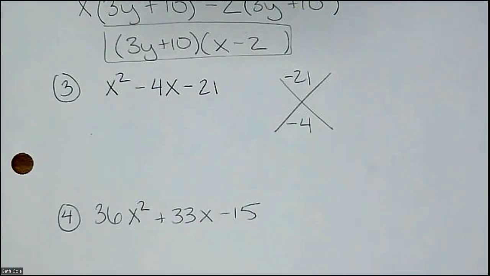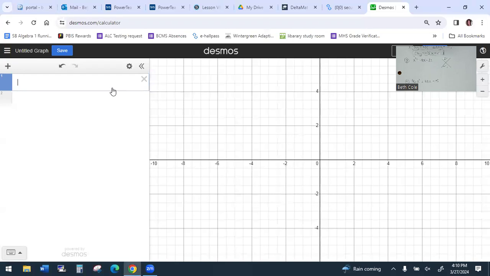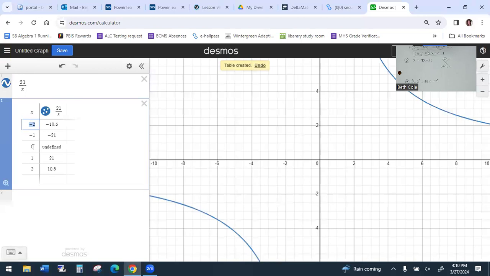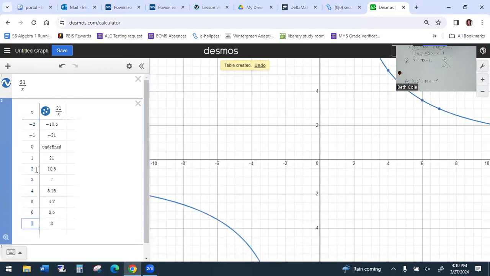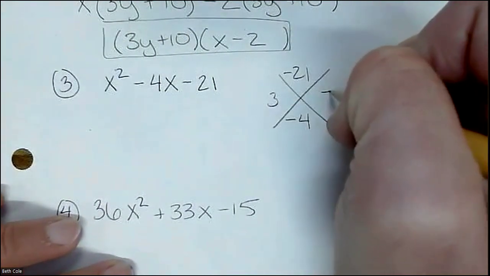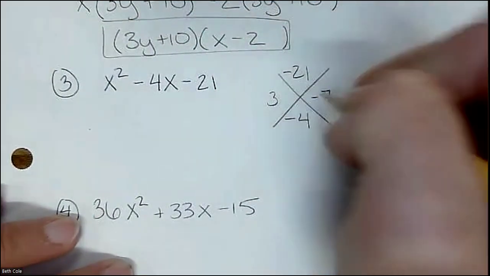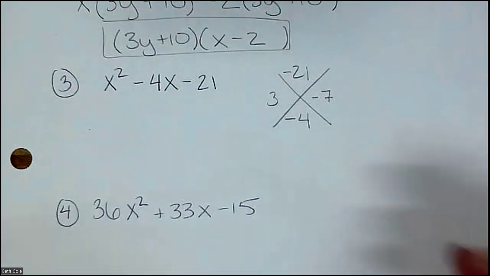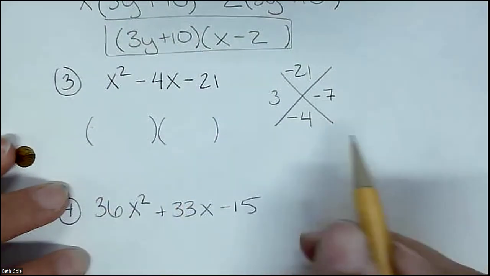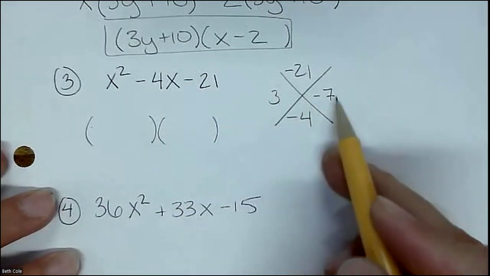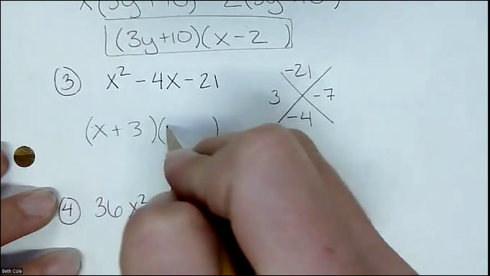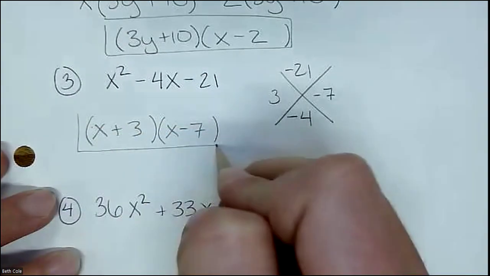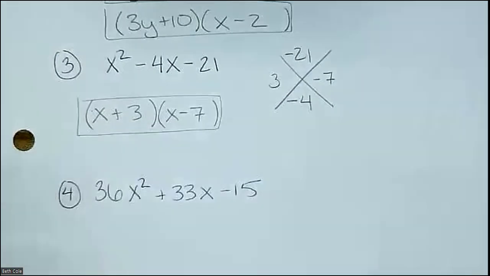If you aren't sure, the way you can type that in is 21 divide x. Again, don't worry about the negative. We'll get to that. And then make your table. And so you can see on there 3 and 7. And then you have to decide which one gets the negative, and it's going to be the 7. 3 minus 7 is going to give you negative 4. So when you do your 2 parentheses, you're going to have x plus 3 and x minus 7. So that's one of the more simple ones because there's not a number out front.